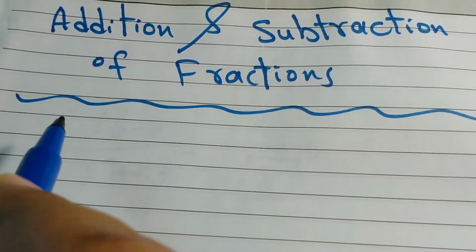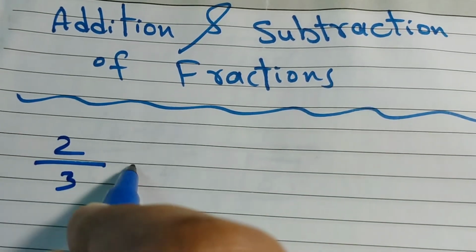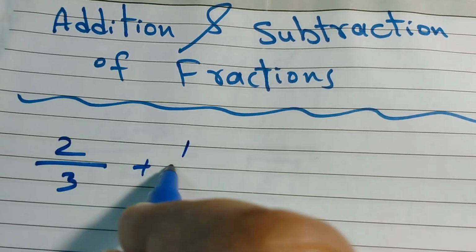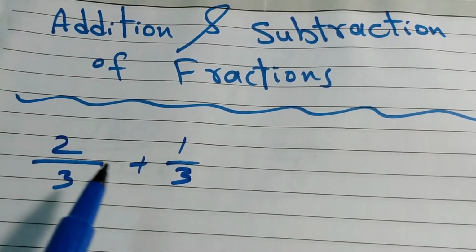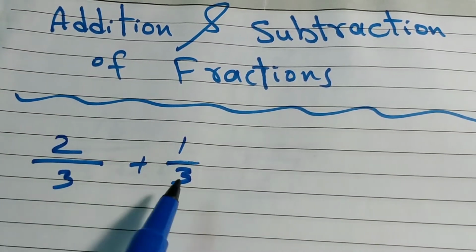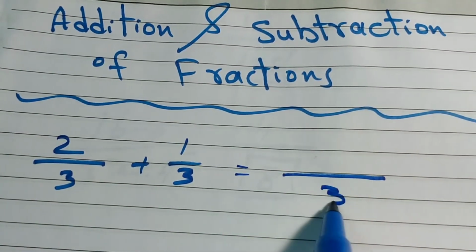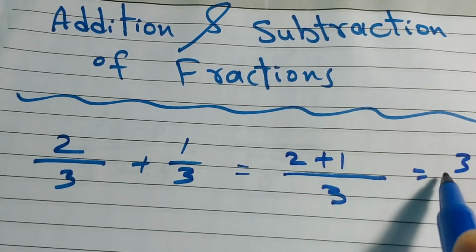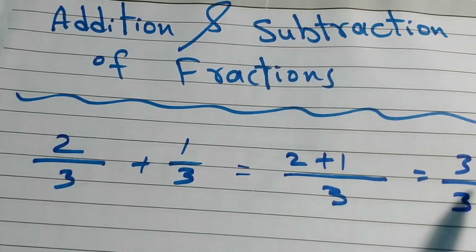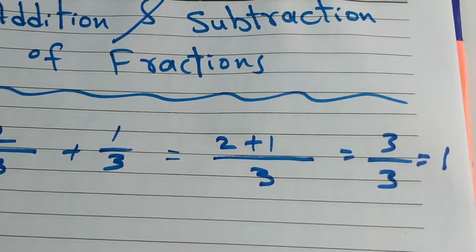I will write a question. For example, 2 over 3 plus 1 over 3. Add these two fractions. So my dear, if the denominator is the same, it is very easy. Just write the same denominator and add the numerators. So 2 plus 1 is equal to 3, and the denominator stays the same. So 3 by 3 is equal to 1. Clear, my dear?